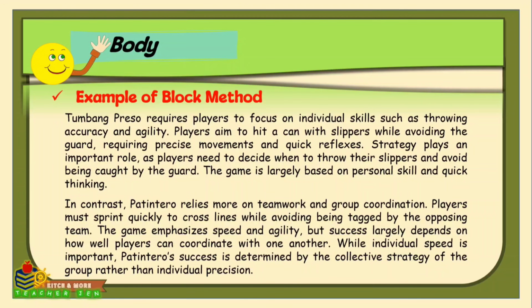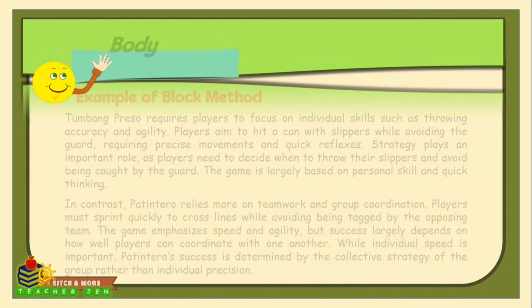Then lastly, direct comparison at the end. While the paragraph does not directly compare the two games within the body, it sets up the comparison by explaining the differences in how the two games are played. Tumbang Preso emphasizes individual skills, while Patintero focuses on teamwork and group coordination. Thus, this follows the block method by discussing one subject completely before moving to the next subject, allowing for a clear distinction between the two before concluding the comparison.